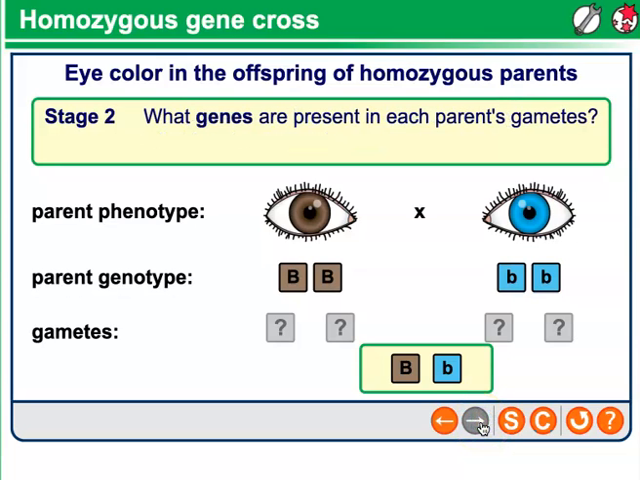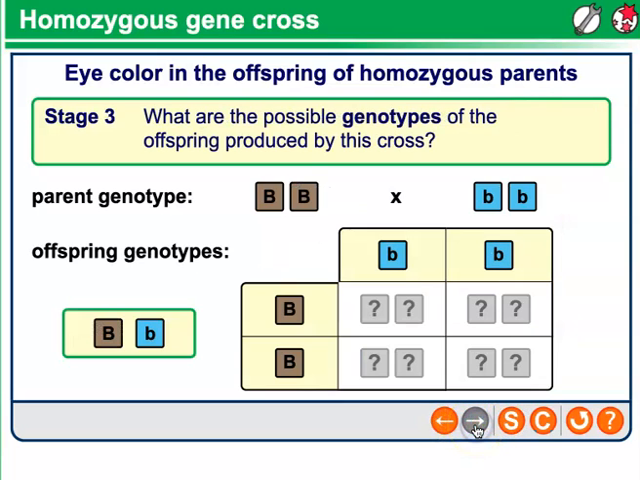Stage 2, what genes are present in each parent's gametes? The brown-eyed individual only has the gametes for brown eyes. The blue-eyed individual only has the gametes for blue eyes. Stage 3. What are the possible genotypes of the offspring produced by this cross? This individual only has a lowercase b to give, whereas this individual only has an uppercase B to give.